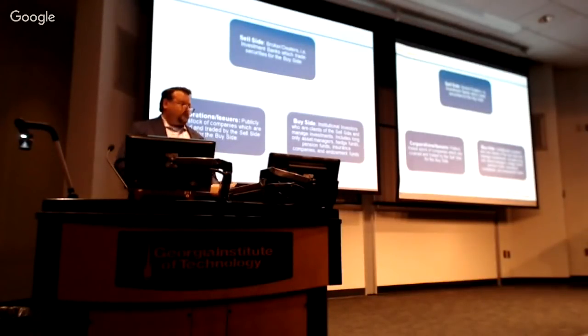On the sell side, we're talking about broker-dealers, i.e. investment banks, SunTrust Robinson Humphrey, for example. Other firms you've probably heard of: Goldman Sachs, Morgan Stanley, JP Morgan. We're sell-siders, and we provide information and trading execution to our clients on the buy side.